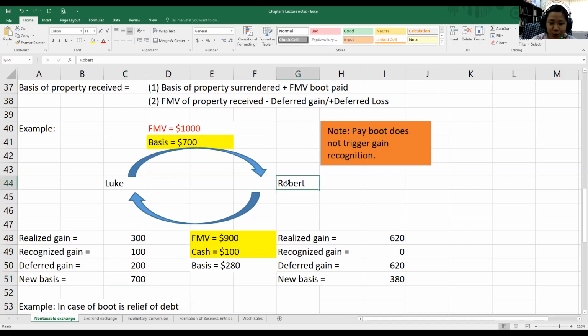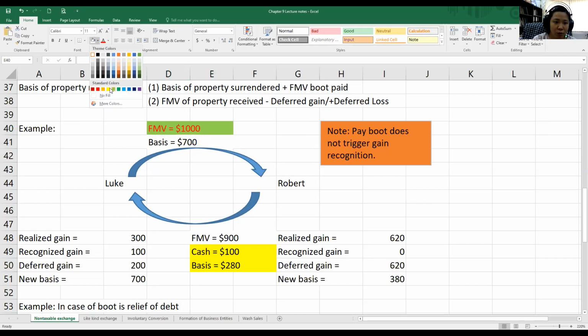Now let's look at Robert. Robert has a property that has basis of 280, and he also sacrificed cash of 100 so that he can get a property that has fair market value of 1000. In this case, how much would be the realized gain of Robert?